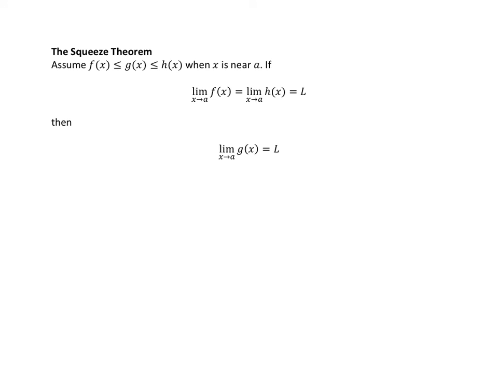So here's the formal statement of the theorem. We assume that f is less than or equal to g is less than or equal to h. And we only need to assume this when x is near the value a that we're taking the limit of. If you know the limit of this is equal to L, and the limit of this is equal to L as well, then the function that falls between them has to have the same limit.